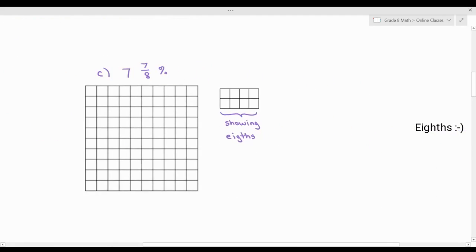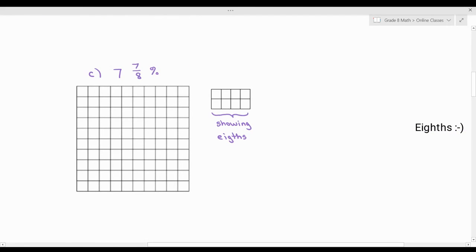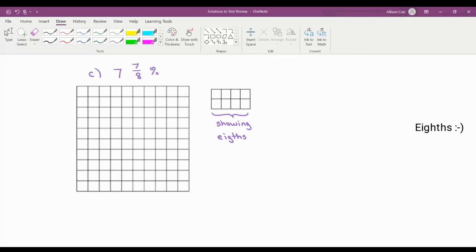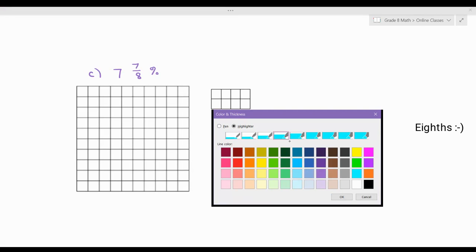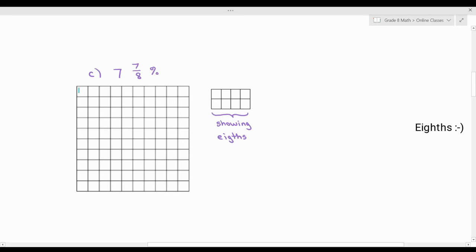Okay, question C. This time I want 7 and 7/8. So 7 means that I know I can color in 7 of the squares right away. Now, here's the thing, it doesn't matter. I could color 7 this way, I could color 7 that way. I guess you could start down here if you wanted. That seems a bit odd to me, but to each their own. So I will just go horizontally. I'm going to go 1, 2, 3, 4, 5, 6, 7. I'll color it in nicely. Okay, double check. Yep, that's 7.